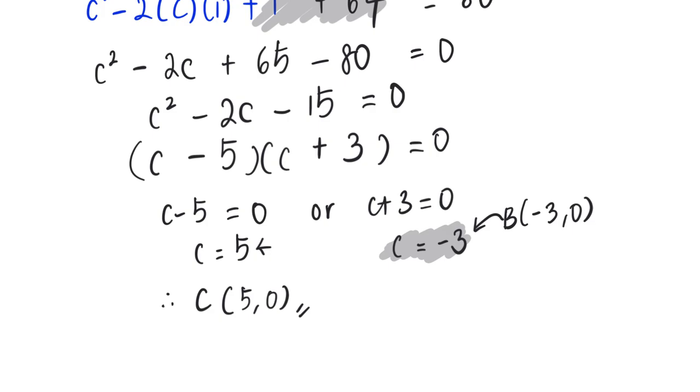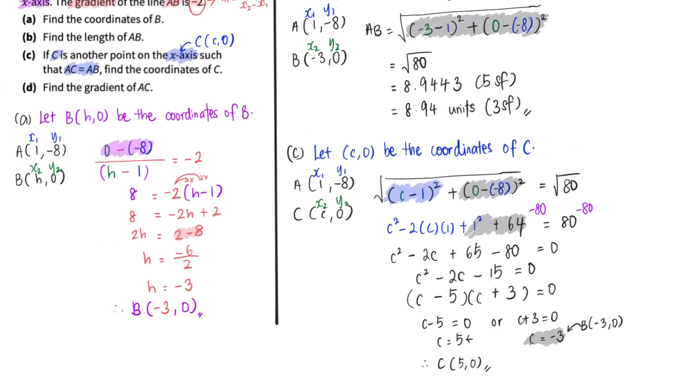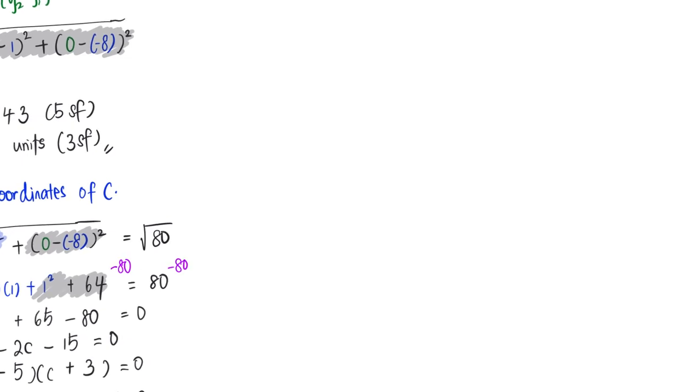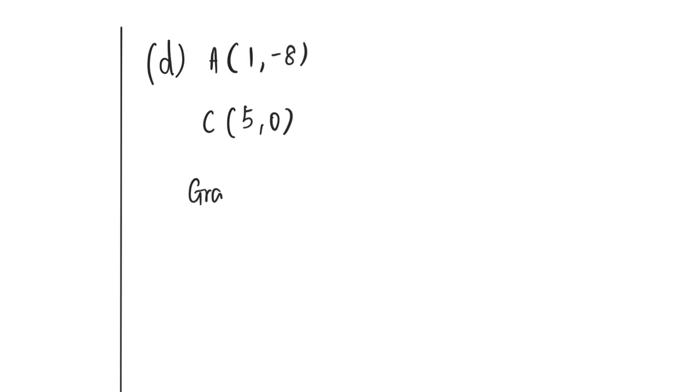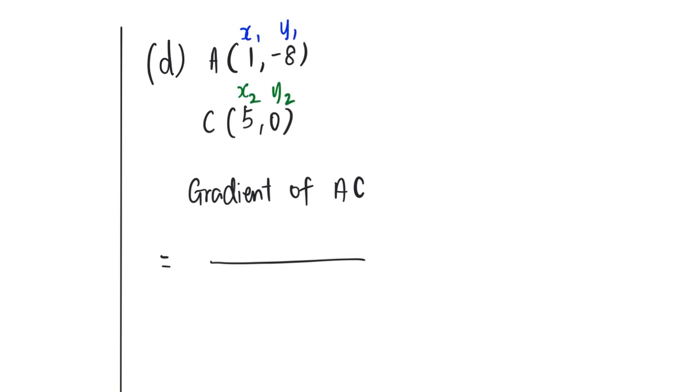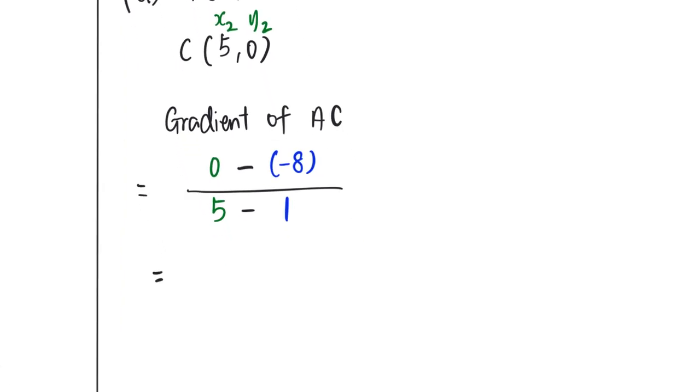Last question, now that we have the coordinates of C, the last part would then be to find the gradient of AC. For part D, it's pretty straightforward. Now that I have my point A, which is still 1 and negative 8, and I also have my point C now, 5, 0, yeah? So the gradient of AC is pretty straightforward then. I just need to have my y2 minus my y1 over x2 minus my x1. This will give me a value of 2.